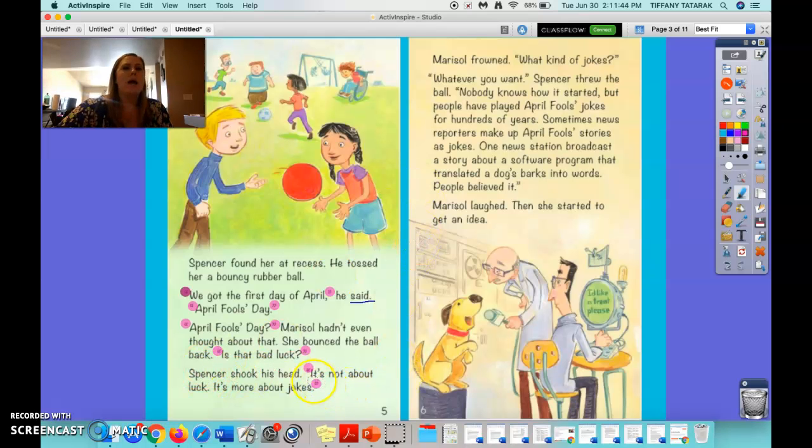Notice how I read that one. I didn't read it. It's not about luck. It's more about jokes. I almost put myself to sleep because that was boring. It's not about luck. It's more about jokes. Adding that little bit of tone and fluency makes it so much more interesting to listen to.